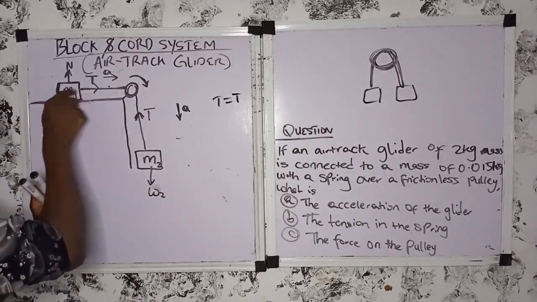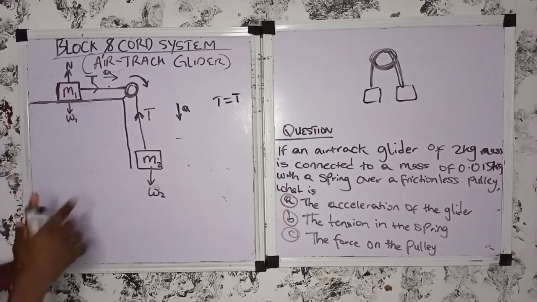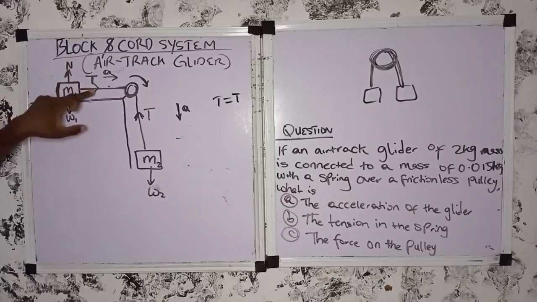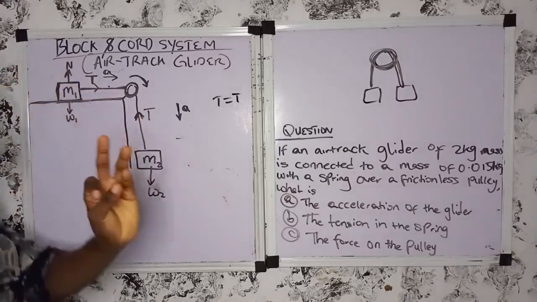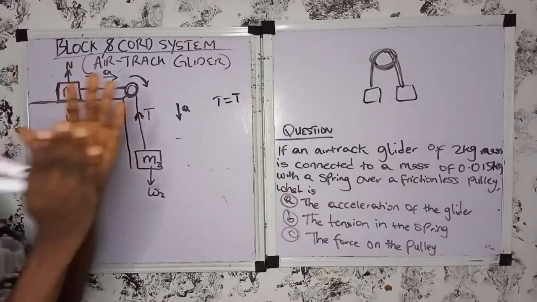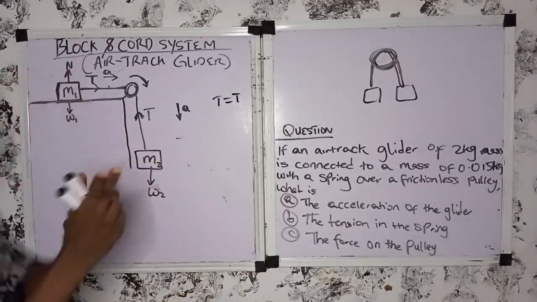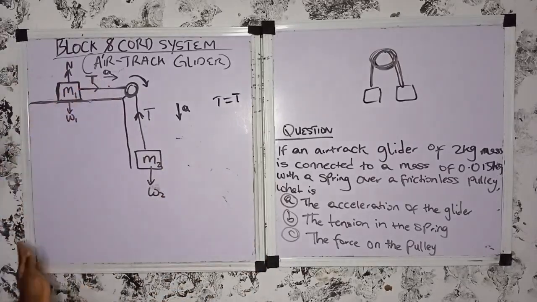This is M1. How many forces are acting on M1? If you look at it, we have N, the normal reaction force, we have the weight of M1, and then we also have tension. So these are three forces. But the normal reaction force and the weight balance each other. They cancel out. So that tells you that it is only the tension that is acting on M1.